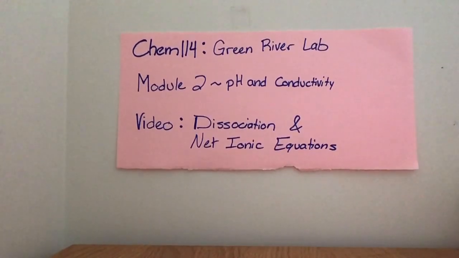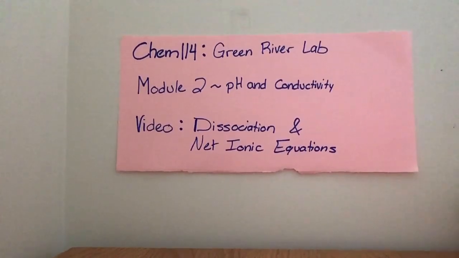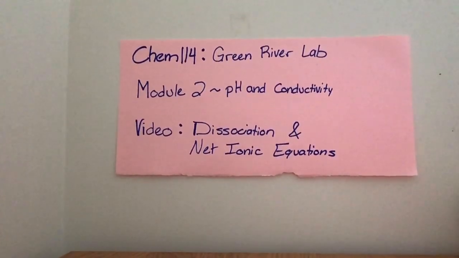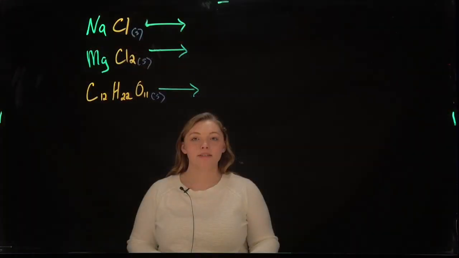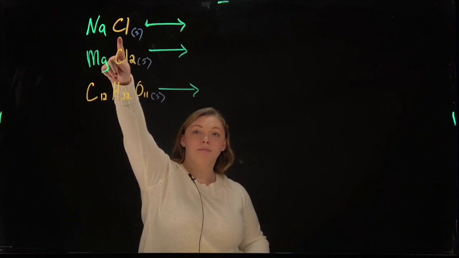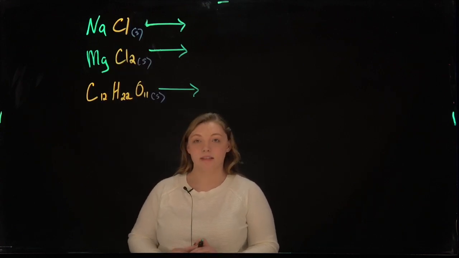In this video, we will go over dissociation and net ionic equations. Hopefully by the end, you can complete your Module 2 pre-lab for pH and conductivity. We start out with an ionic bond between a metal and a non-metal. When put in an aqueous solution, the two will dissociate.